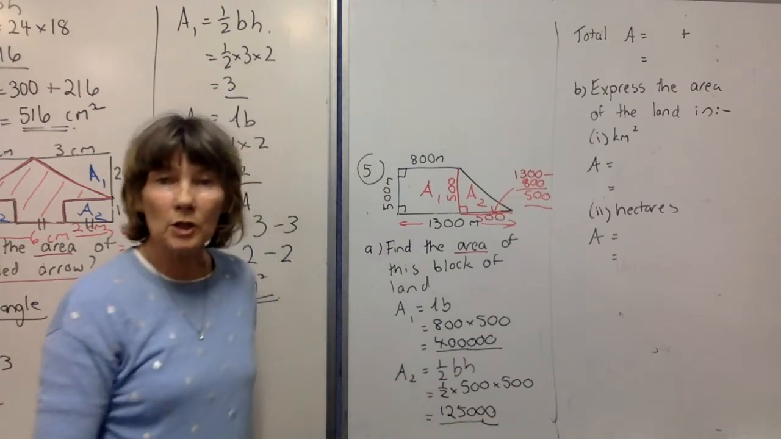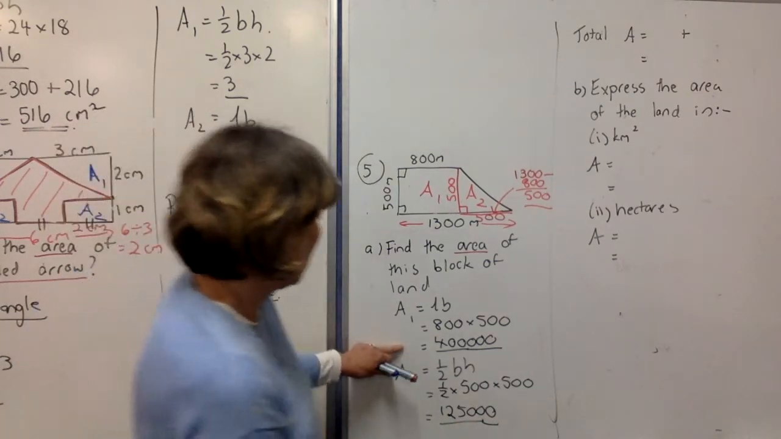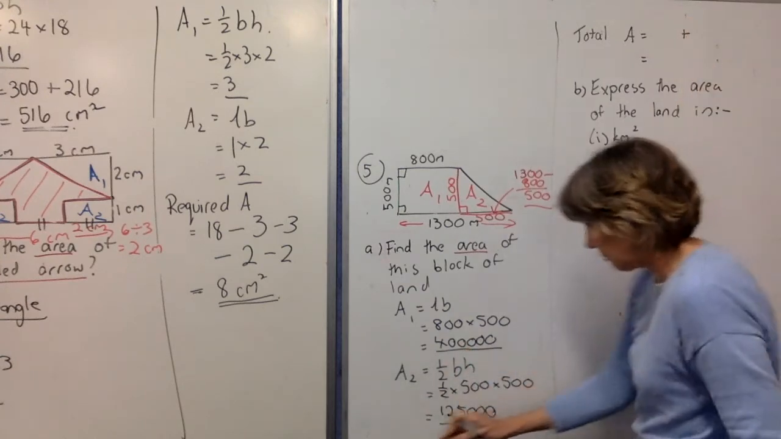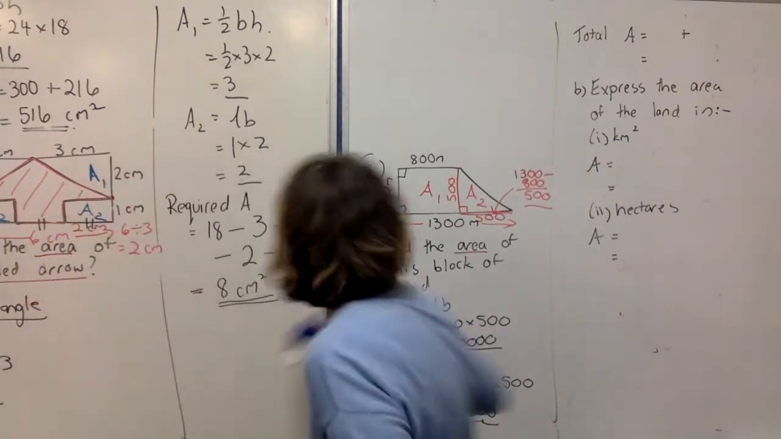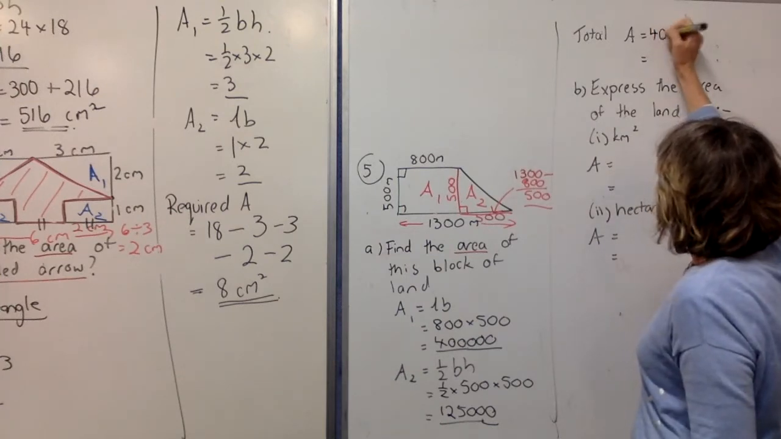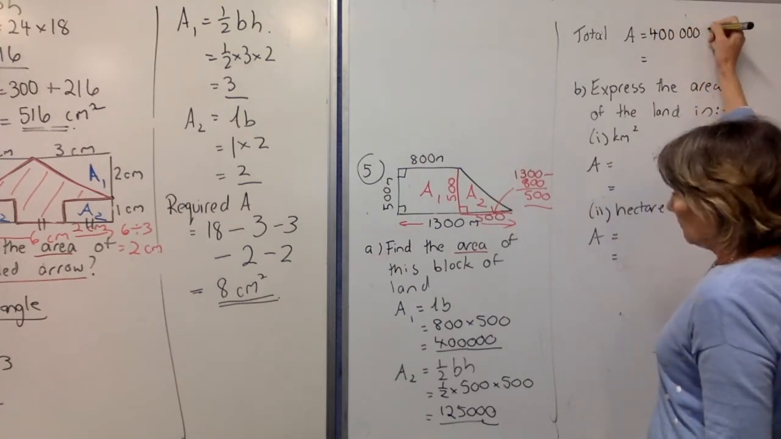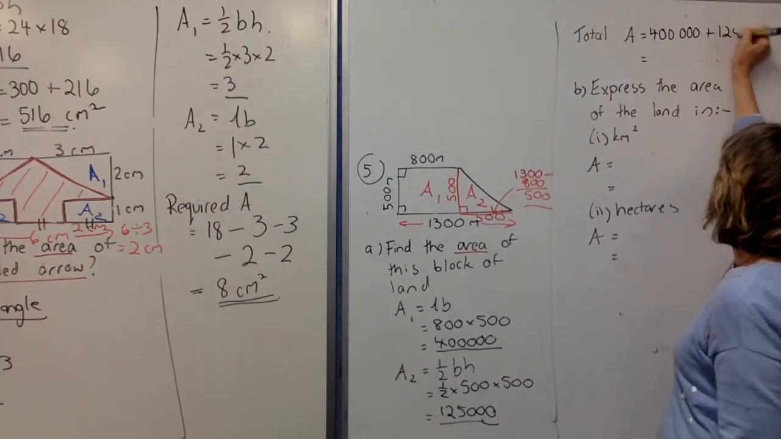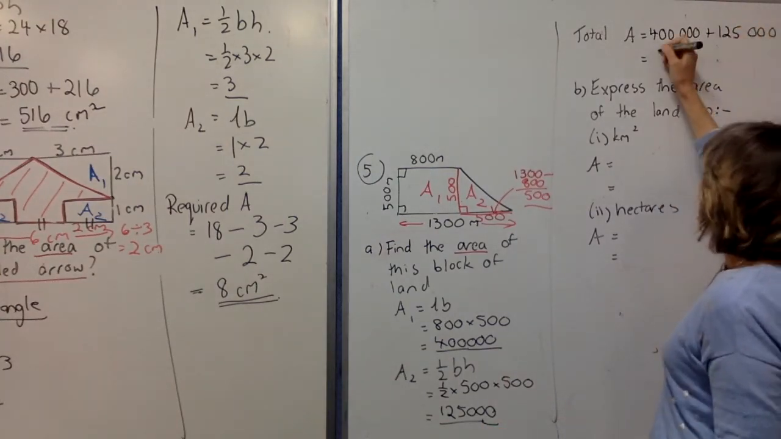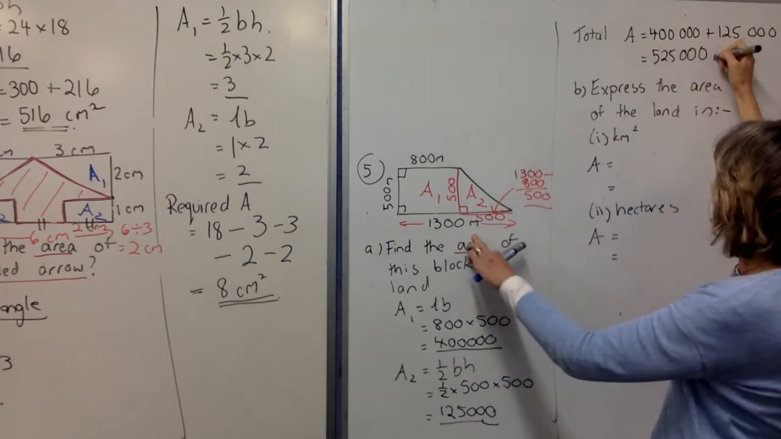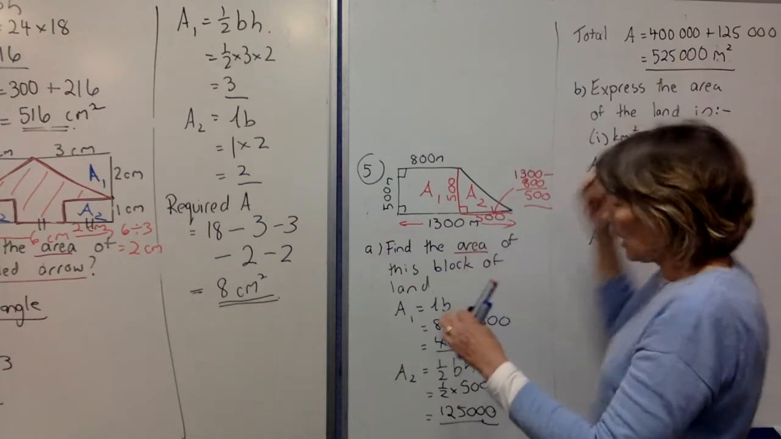Okay, so now we're totalling up our areas. We've got 400,000, plus 125,000, which will give you 525,000. Now, it's in metres squared for area.